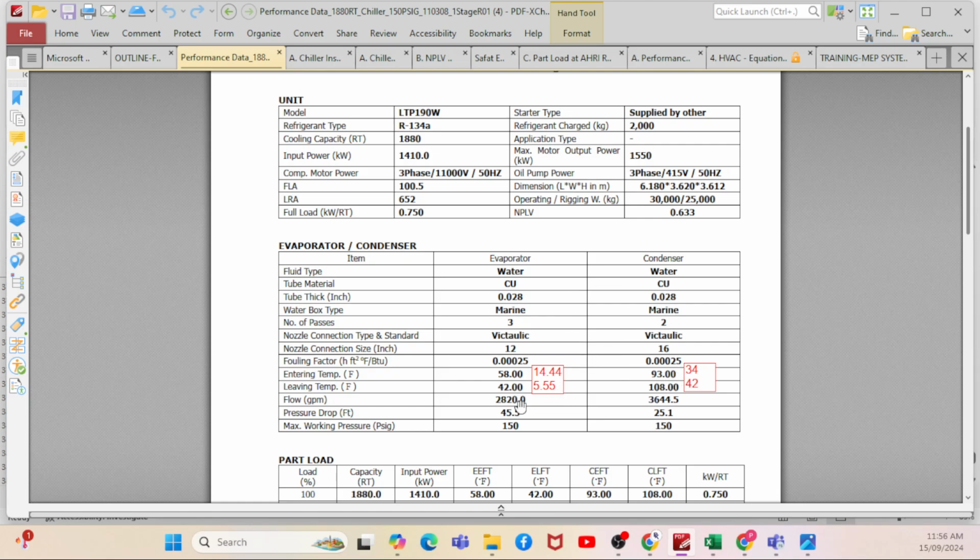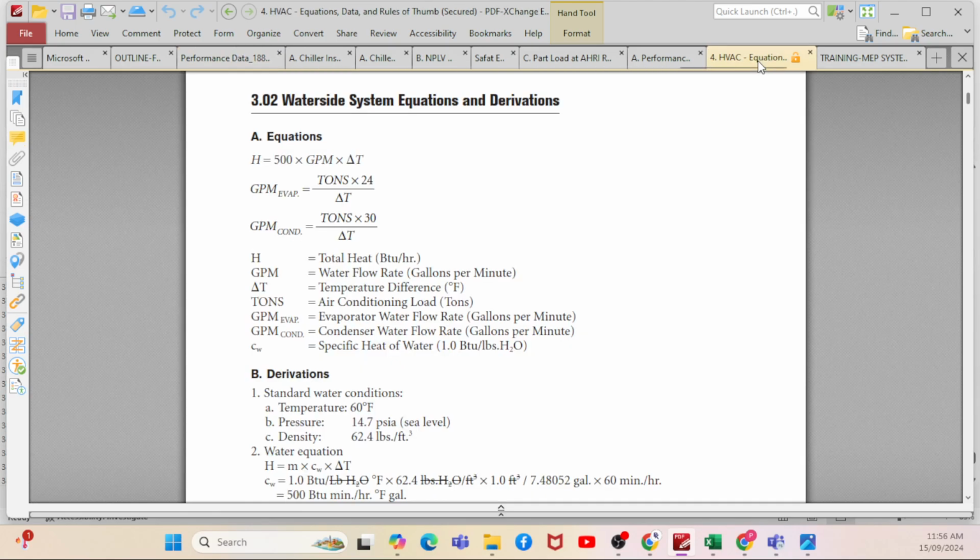Now you have to calculate the flow rate. This is the equation. Remember we have seen some time back, this is the water side equation, how to calculate GPM evaporator. To calculate the GPM for the evaporator side, tons multiplied by 24 divided by delta T. And if you want to calculate from the condenser side, tons multiplied by 30 by delta T. The tons we already calculated by means of HAP calculations for the entire project.